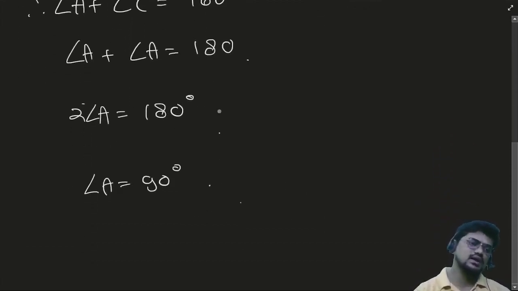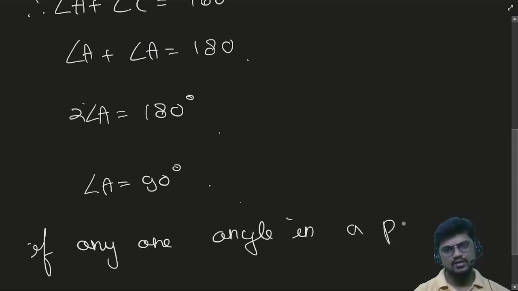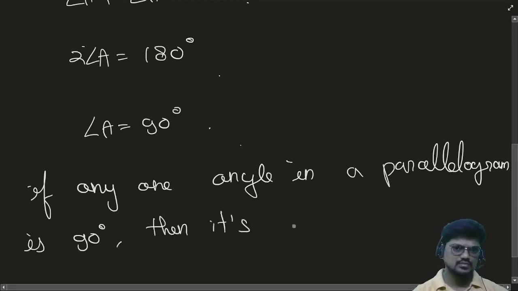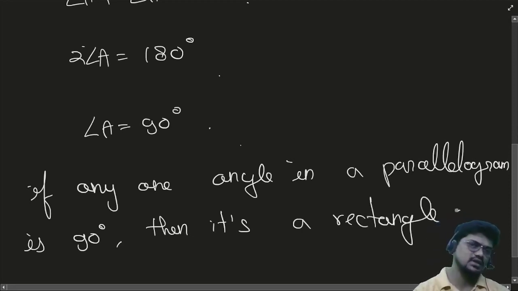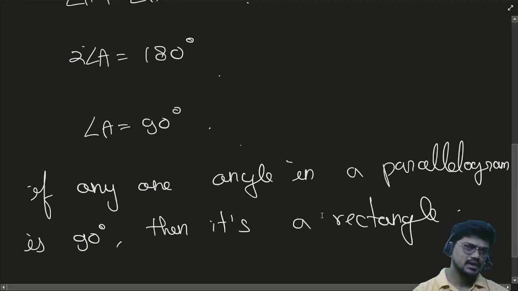And now, if any one angle in a parallelogram is 90 degrees, then it is a rectangle. What we can say, if any one angle in a parallelogram is 90 degrees, then it's a rectangle. Got it? It has to be a rectangle only, because if any one of the angles is 90 degrees, then it will be a rectangle only. There is no other case possible. Got it?